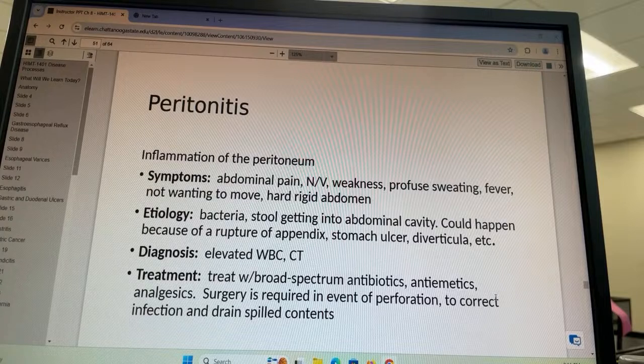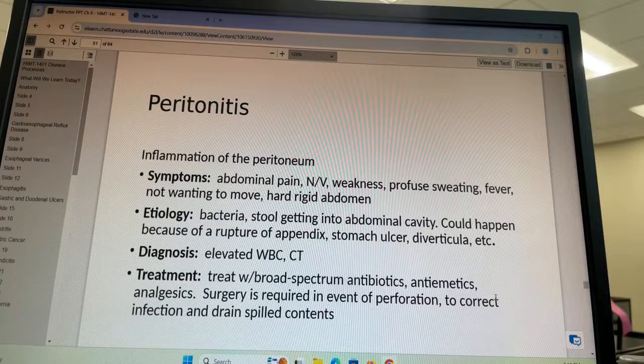Treatment, treating with broad spectrum antibiotics, so as to try and kill off as much as you can. Antiemetics are for throwing up. Emesis is throw up. Analgesics are painkillers because it's very painful.